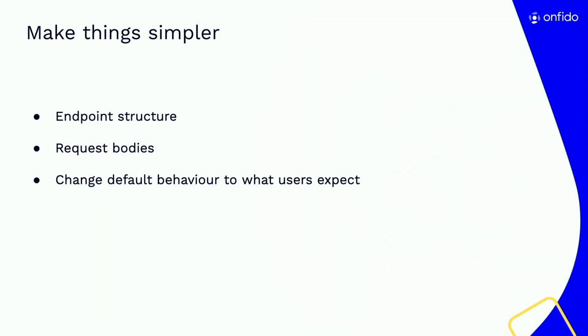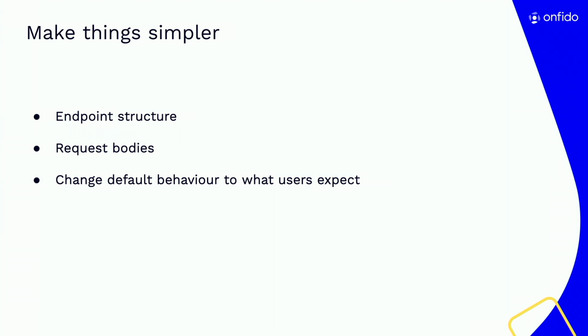Ultimately, what we wanted to do when we had a better idea about the sorts of things they were struggling with was to make things simpler. One part of that, to go down into the nitty-gritty a little bit, was to make the endpoint structure simpler to understand, more consistent.